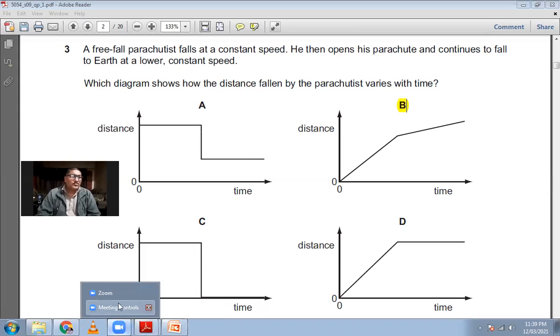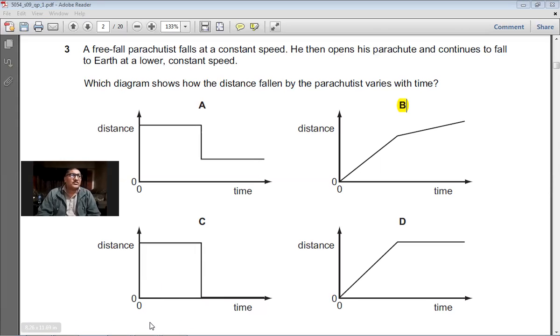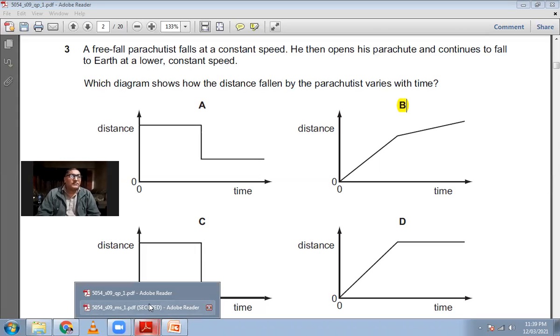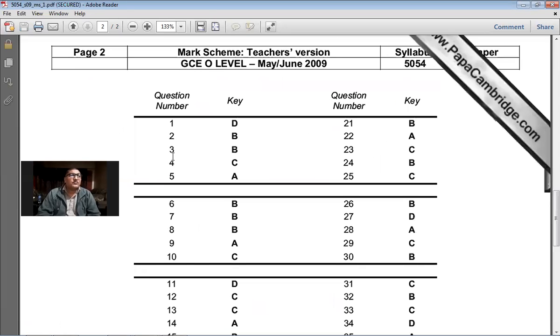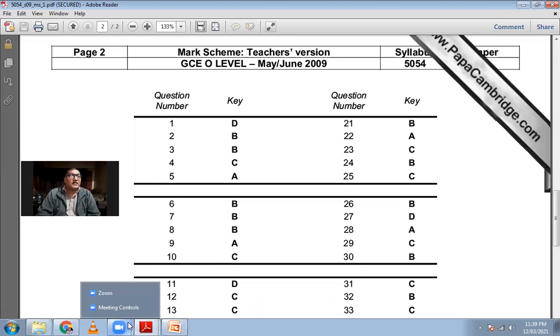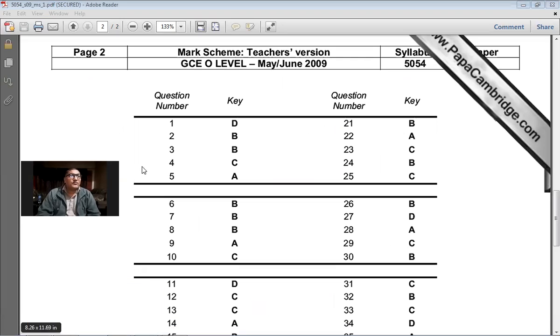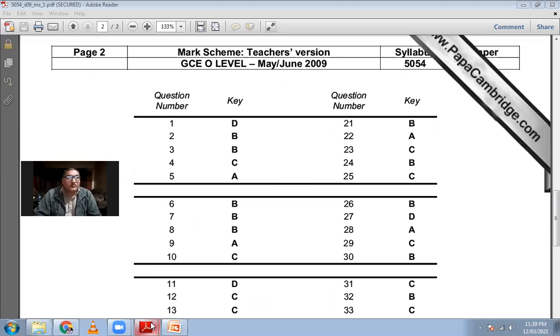Question number 3, B is the right option.